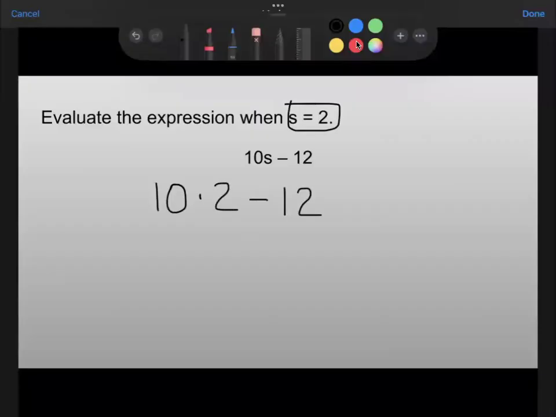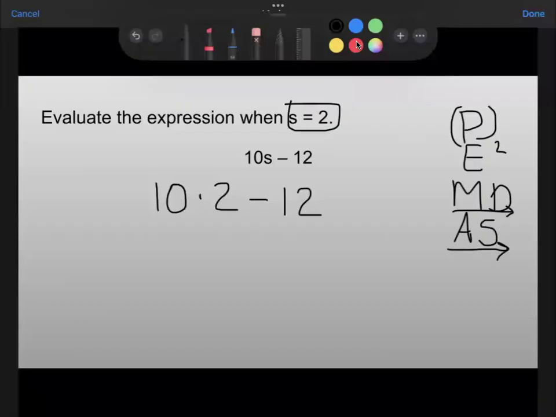Now, when you have an expression that has multiple operations, not just one operation, once you have your numbers substituted in for your variables, you're going to still follow order of operations, or PEMDAS or GEMDAS, however you learned the order of operations. So I'm going to write that over here just because we have a multiple operational expression to evaluate. So here's PEMDAS. That means parentheses, exponents, multiplication and division from left to right, and addition, subtraction from left to right.